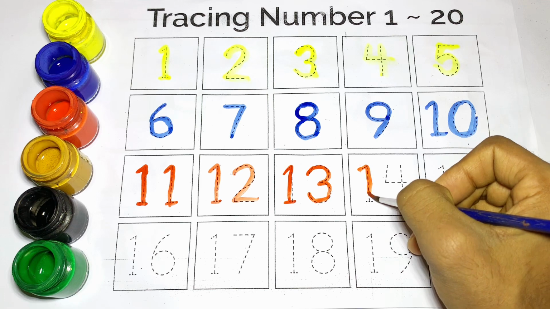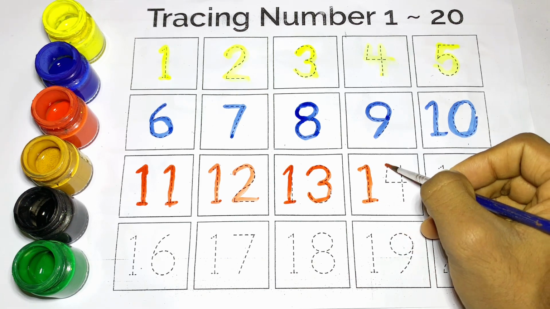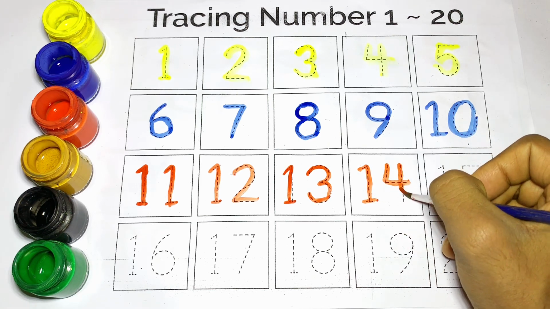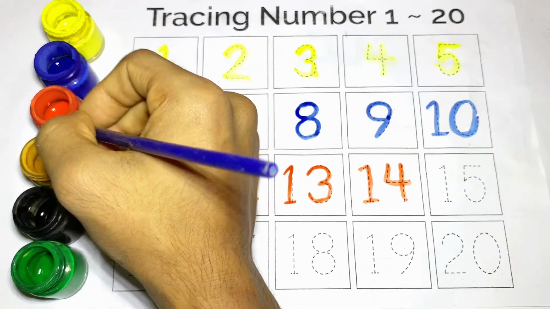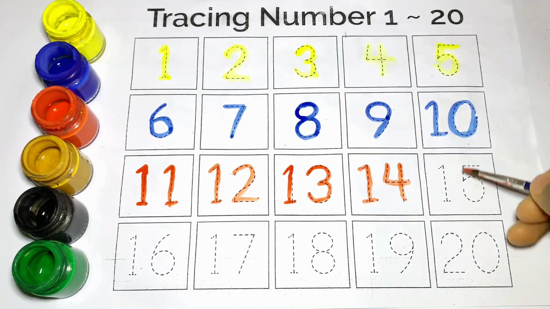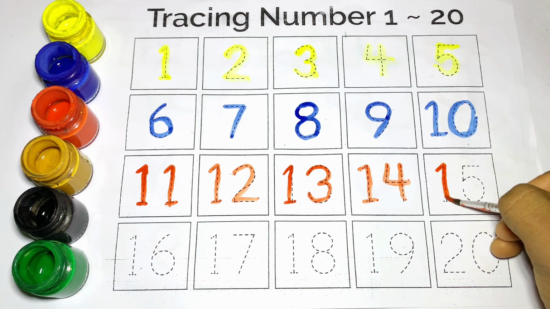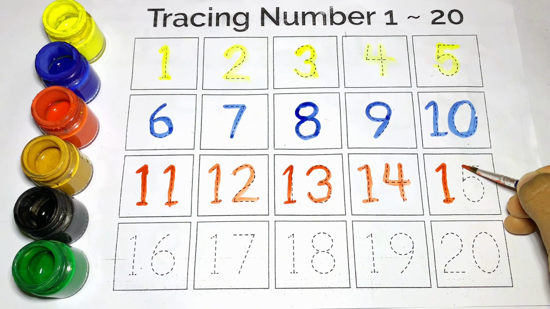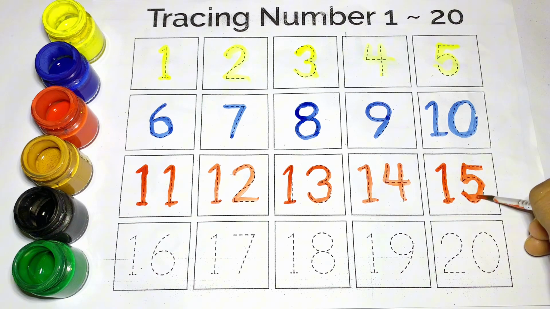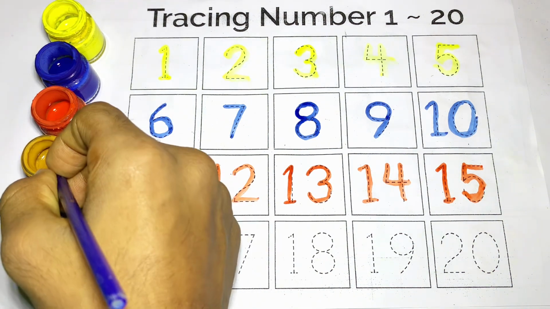14, the numbers of 14. Kids, again use red color and draw 15, the numbers of 15. Kids, now draw 16, the numbers of 16, and use yellow ochre color.